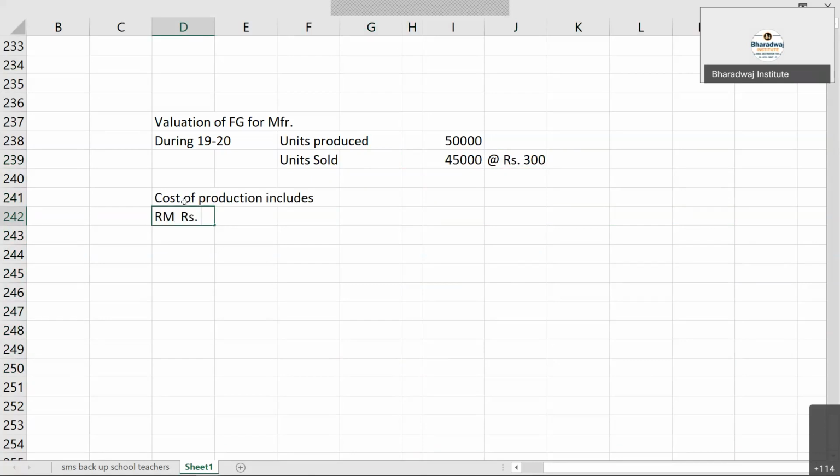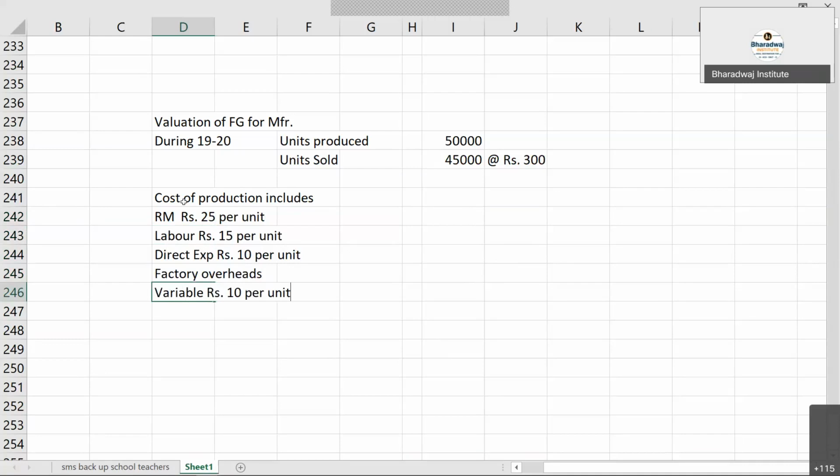Raw material rupees 25 per unit. Please copy it along with me. Labor rupees 15 per unit. Direct expenses rupees 10 per unit. Factory overheads: variable rupees 10 per unit.